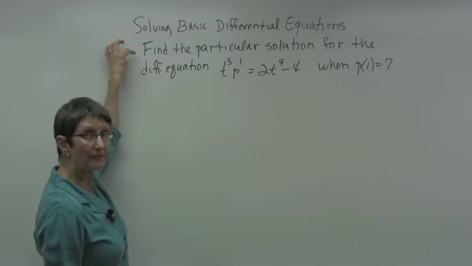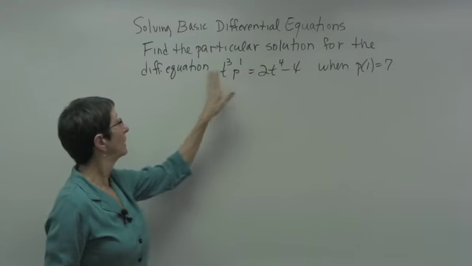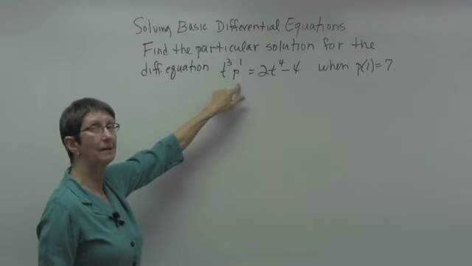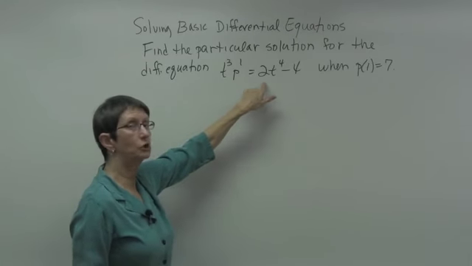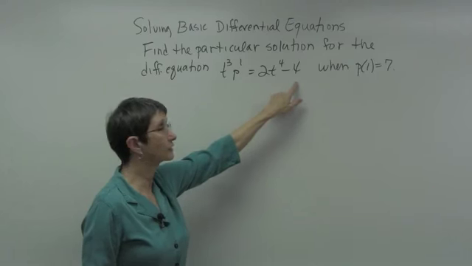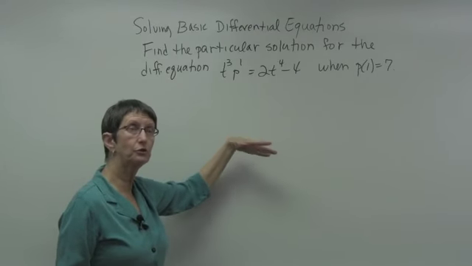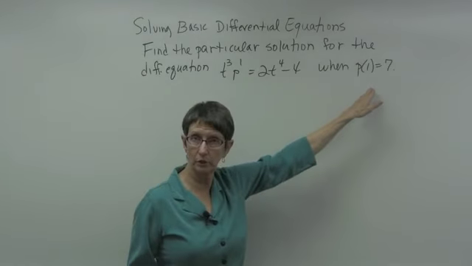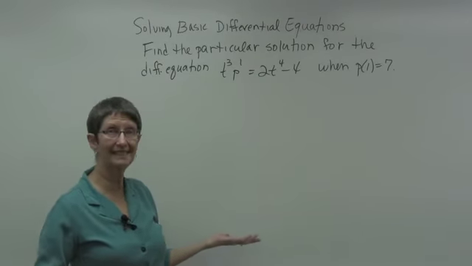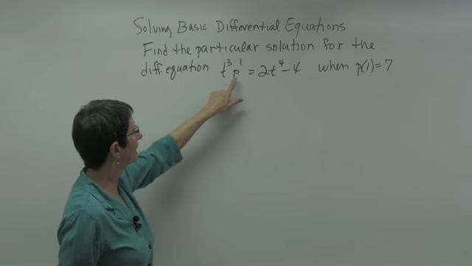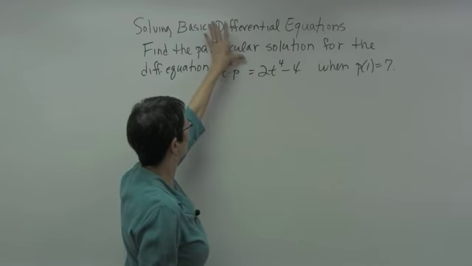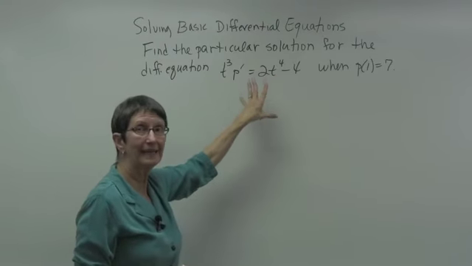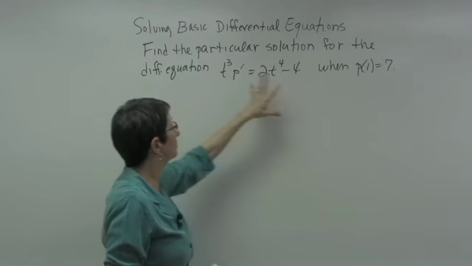For this example, we want to find the particular solution for the differential equation t raised to the third power times p prime equals 2t to the fourth minus 4. Now, a particular solution is the wording that is sometimes used when you want to use your initial condition and find the value for the constant c of integration. Now, in this case, we have a p prime here. So p is our function, and the input variable is t.